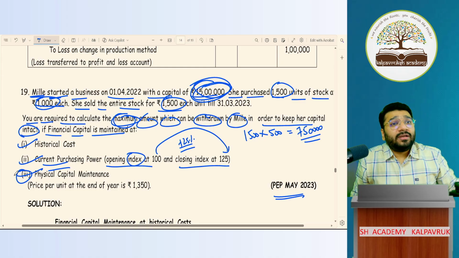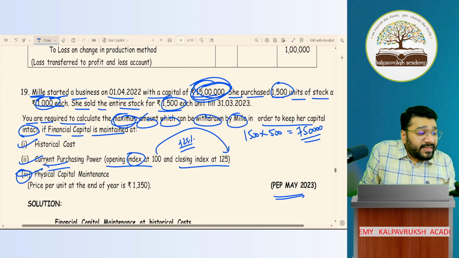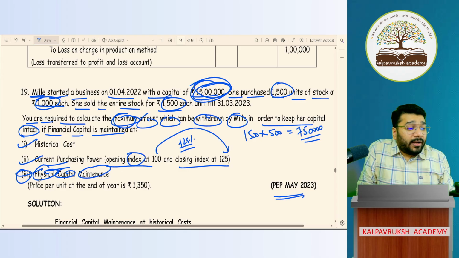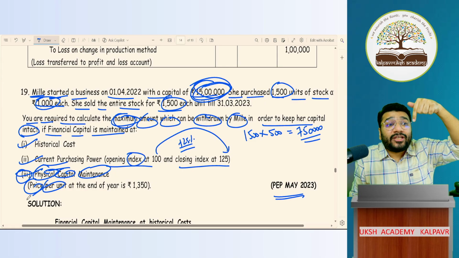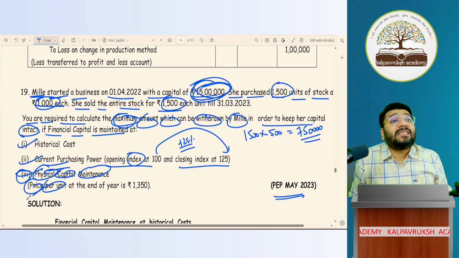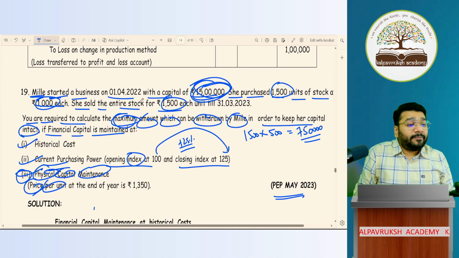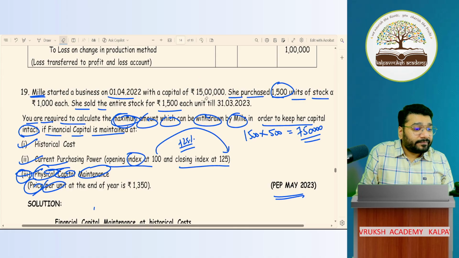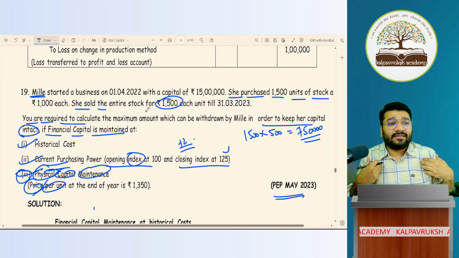Now they are telling us to calculate the same maximum amount of drawing, but now under the physical capital maintenance method. Now, price per unit. Can I say this inflation is related to our product? Related to our product, so this is specific indexation. How much is the price per unit earlier? 1,500 is my selling price.